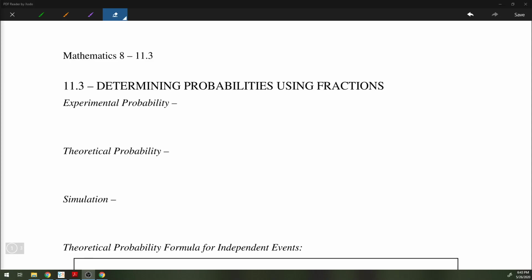Hello everyone, so today we're going to go over section 11.3, determining probabilities using fractions. To begin, we're going to talk about the two different probabilities. The first one is experimental probability, which is based on experimental results.